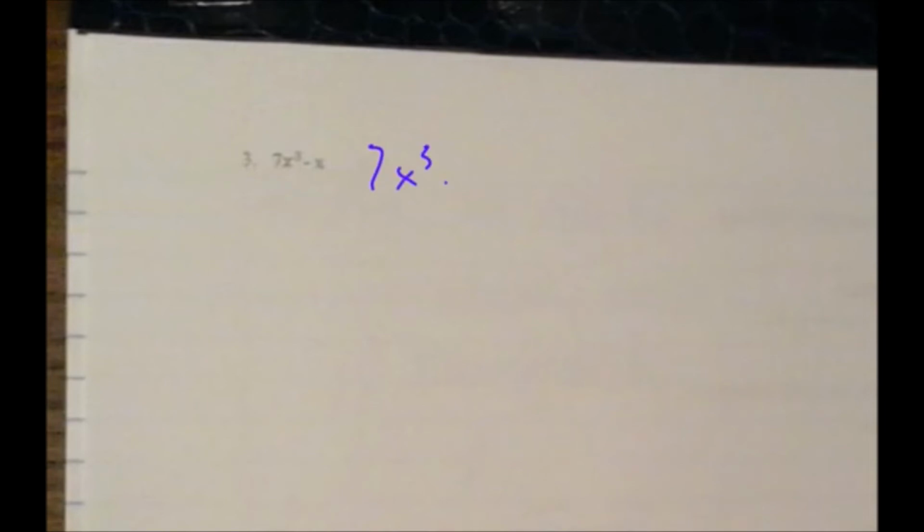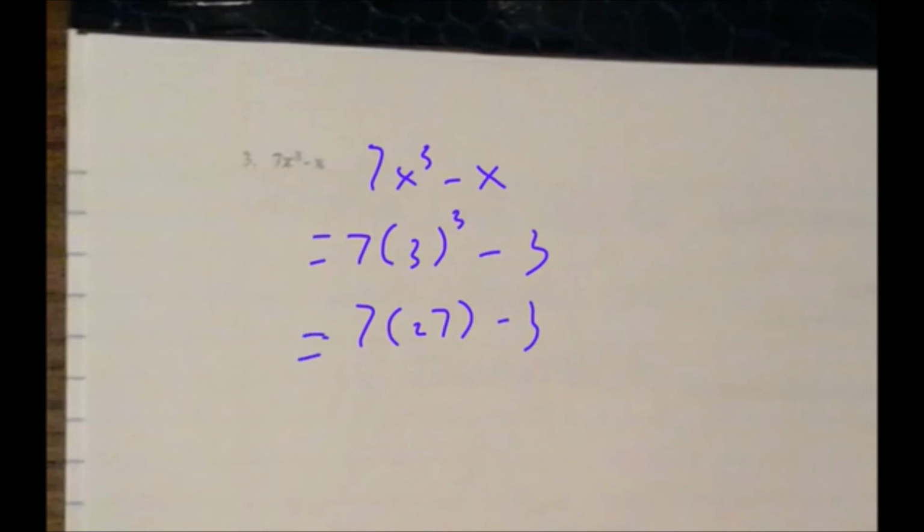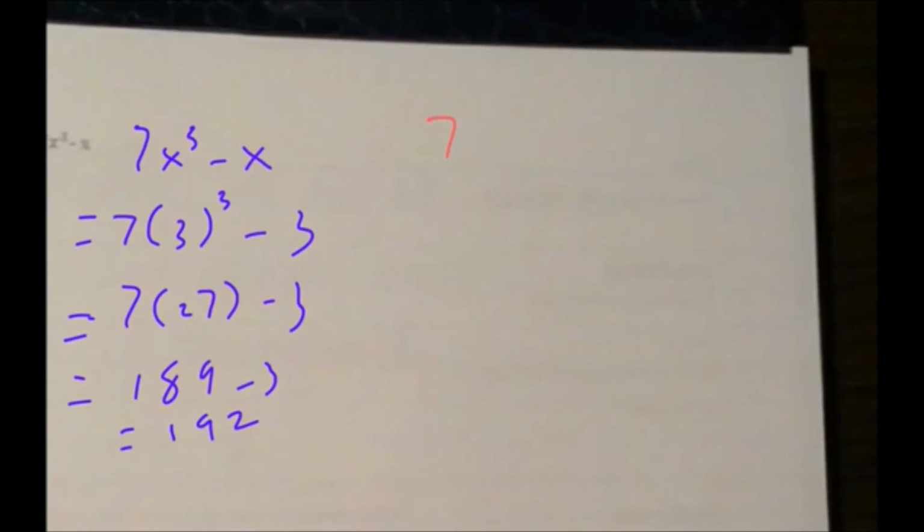Alright, so I'm going to rewrite this because it's a little blurry. So 7x cubed minus x. Remember, our first step is to plug in a value for x. I'm going to pick 3 again because I know what 3 cubed is, because we did it on the front. So 3 cubed was 27 minus 3. 7 times 27 is 189. 189 minus 3 equals 192.